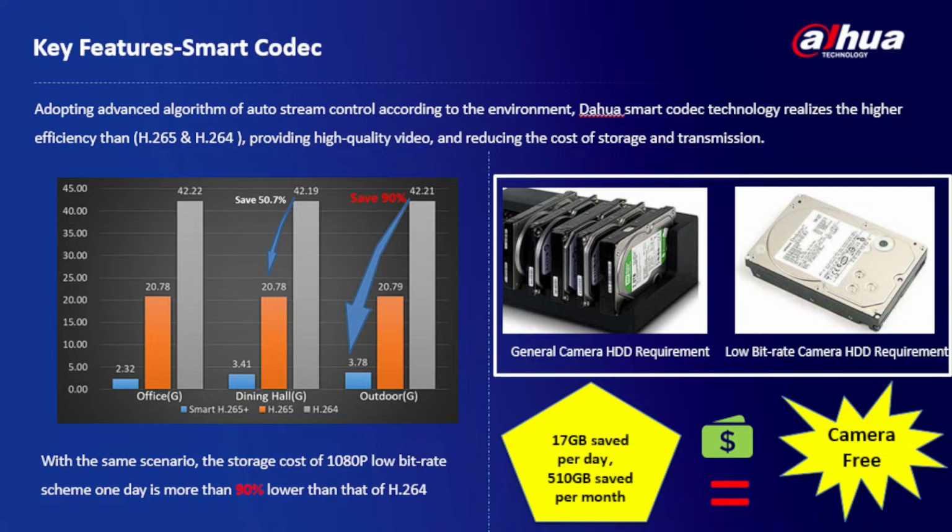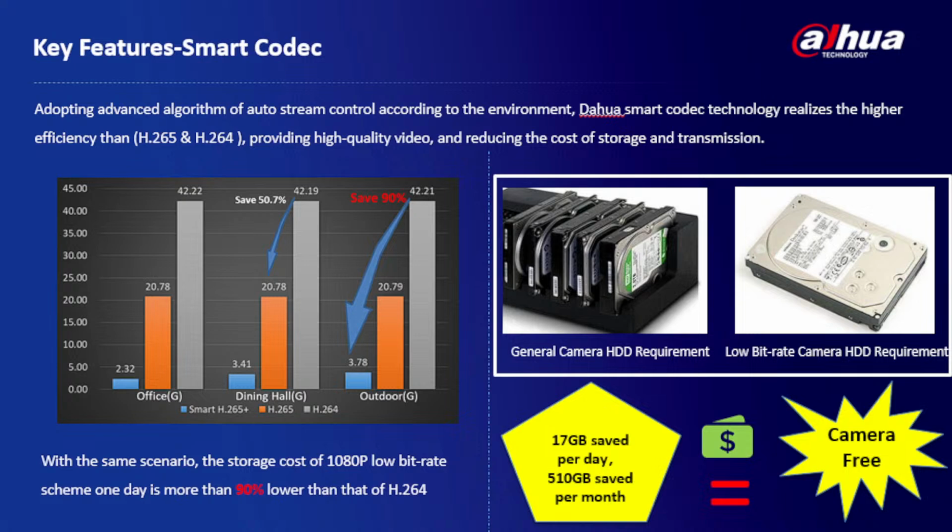If we see this example with the same scenario, we are using a 2 megapixel camera, and if we are using just H.264 compression, then it will take, I can say, 42 GB storage space in 24 hours. But if we are using H.265 plus compression, it can reduce the storage requirement by up to 75%.